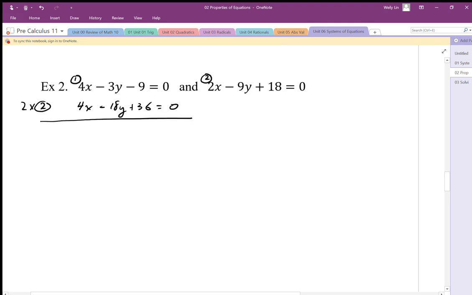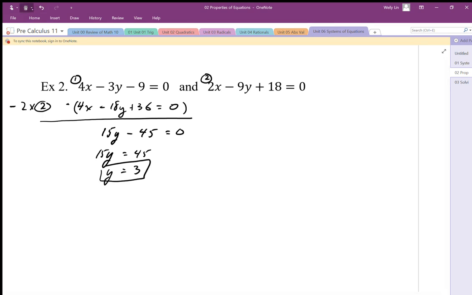Okay, so once I've made the coefficients equivalent, I'm going to subtract. So I'm going to subtract all that. So I'm going to do minus. 4x minus 4x is 0. 3y minus negative is 15y. 9 minus 36 is negative 45 equals 0. So 15y equals 45. Y equals 3.